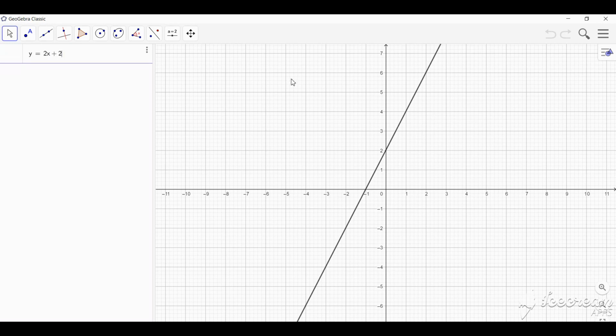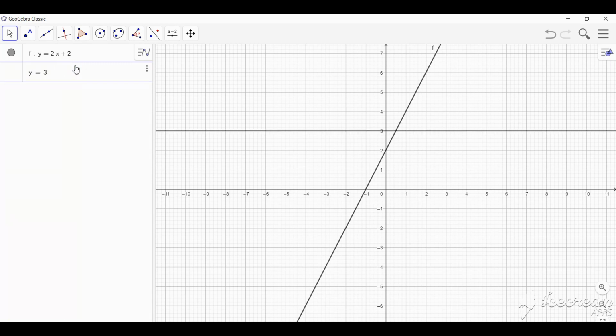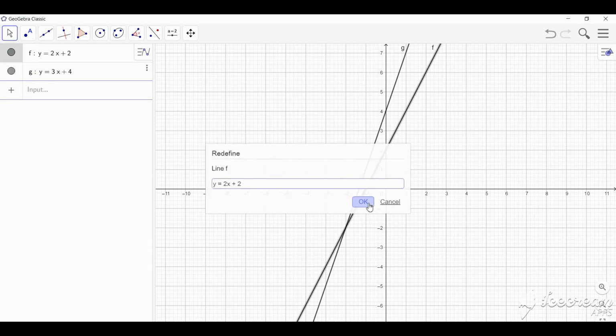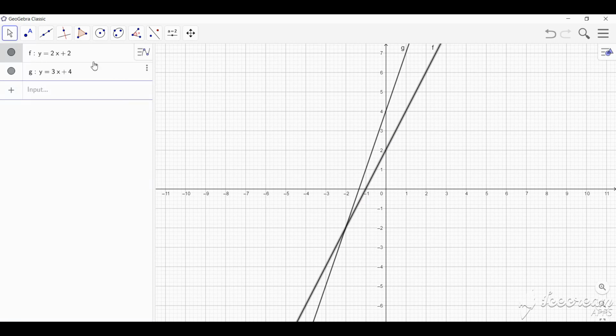Now I want you to notice something here. Look at the equation of a straight line, y equal 2x plus 2. Let me input our next equation, y equal 3x plus 4. There is something unique about the general equation of a line and the line itself on the Cartesian plane. Now look at the first line, y equal 2x plus 2, which is this line right here. And look at the equation of the second line, which is this one right here.